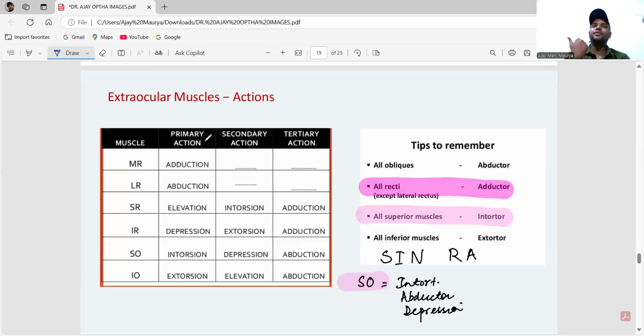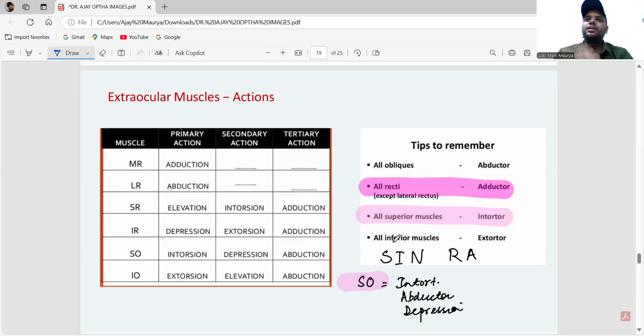You have to remember the primary actions they may give in the exam. Here is the tip to remember: all obliques are supplied by the abductor muscles. All obliques function as abductors. All ductors except the lateral ductors, all are adductors.